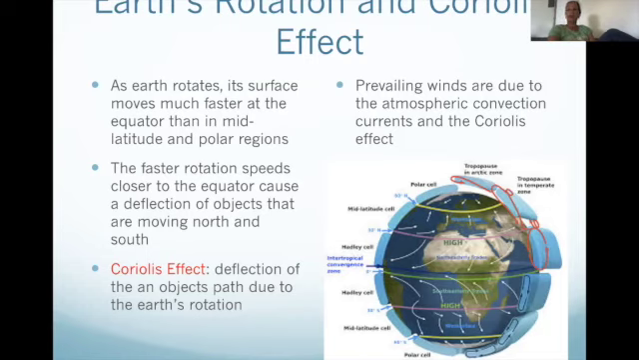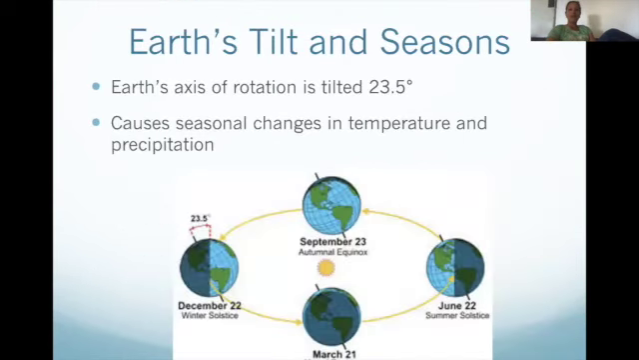So if you ever pull up flight paths of planes that are going on long haul, you'll see that they don't go straight across. They're going to move with these convection currents to get that tailwind that's going to help them with fuel efficiency. Earth's axis is tilted at 23.5 degrees, which causes seasonal changes in temperature and precipitation, mostly in the temperate region.